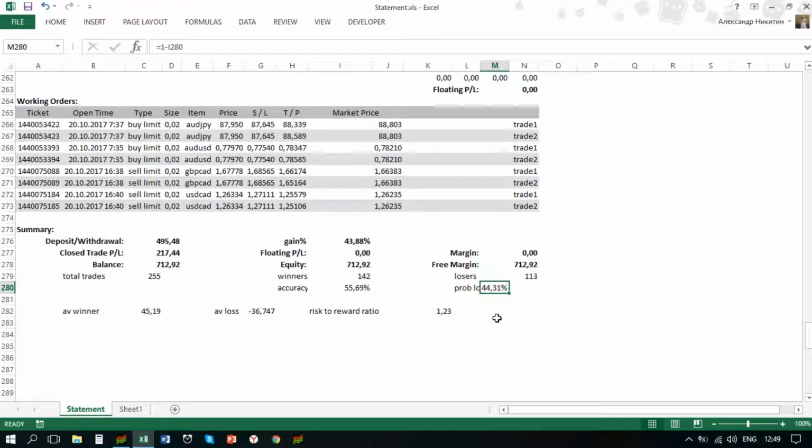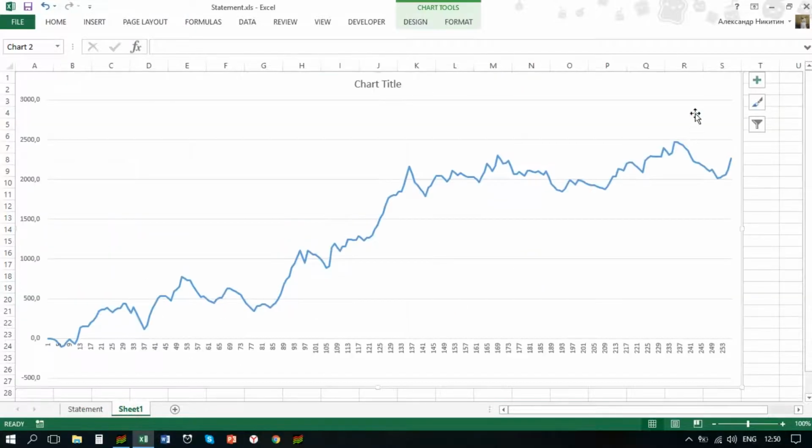Look at this, 44% losers, 55% winners. So almost half of my trades are losers, slightly less than half. But I know that they are smaller than my rewards, and I know that I have a slight edge over the market, and because of this I end up generating thousands of pips during the course of 9 weeks.